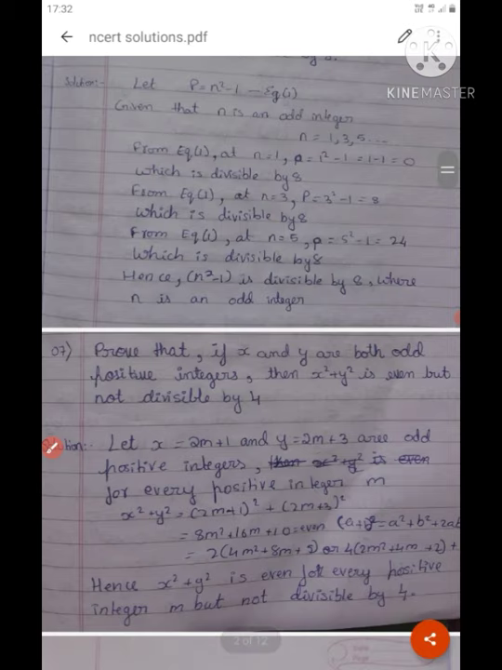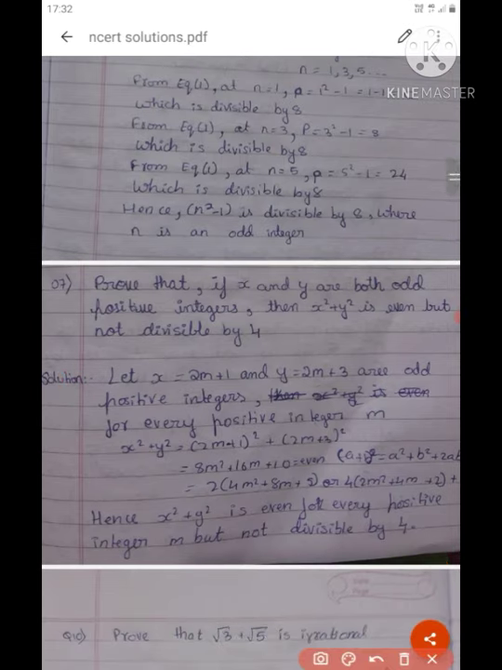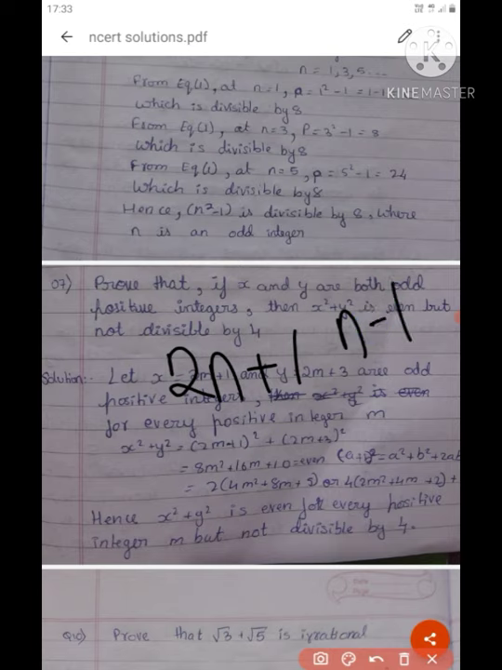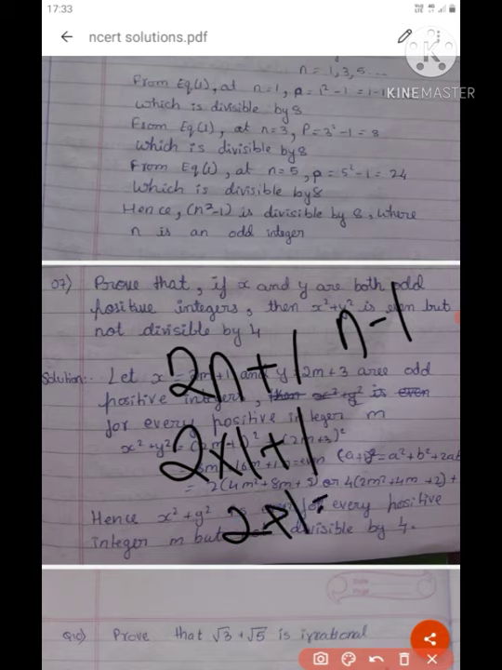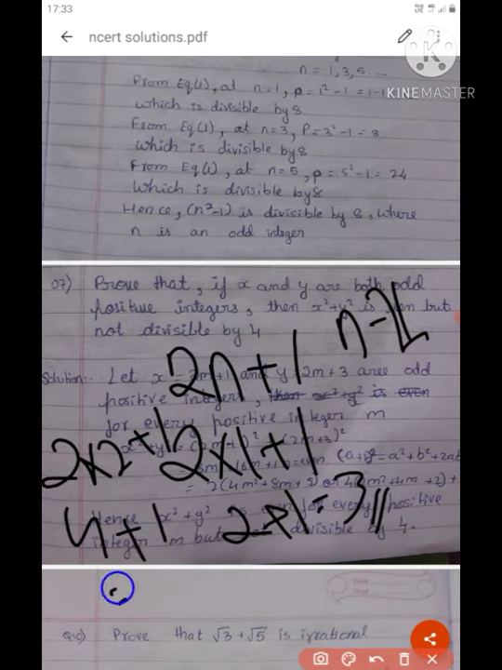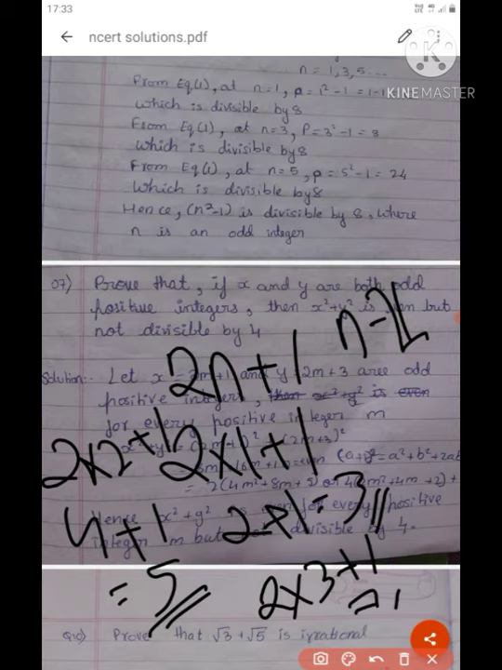Seventh one. Prove that if x and y are both odd positive integers, then x square plus y square is even but not divisible by 4. Now, how can we write odd integers as 2n plus 1? Let's prove how. Suppose n equals 1. Then 2 into 1 plus 1, nothing but 2 plus 1, which is 3. 3 is an odd integer. If n equals 2, 2 into 2 plus 1, 4 plus 1, which is 5. 5 is an odd integer. If n equals 3, 2 into 3 plus 1, 6 plus 1, 7. 7 is an odd integer.